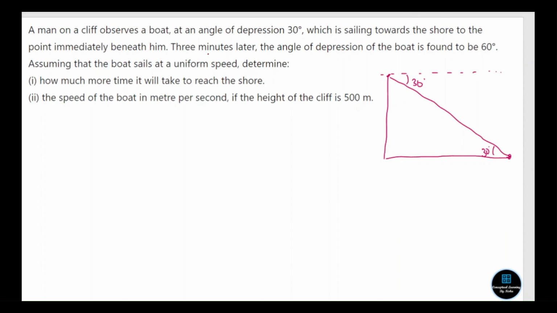Now, 3 minutes later, the angle of depression of the boat is found to be 60 degrees, which means the boat is moving towards the cliff. So this angle is 60 degrees, he found. So this angle is also 60 degrees. Assuming the boat sails at a uniform speed, we have to determine how much more time it will take to reach the shore and the speed of the boat in meters per second, if the height of the cliff is 500 meters. So this height is given as 500 meters.